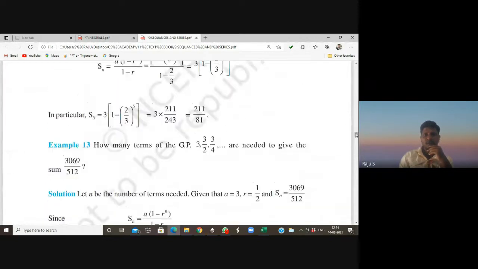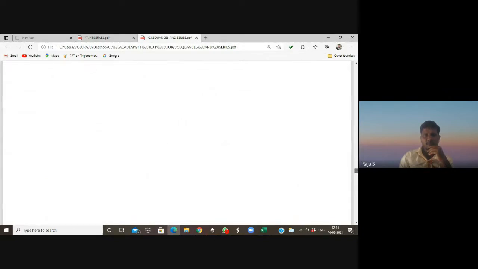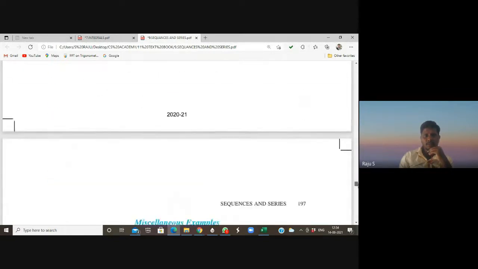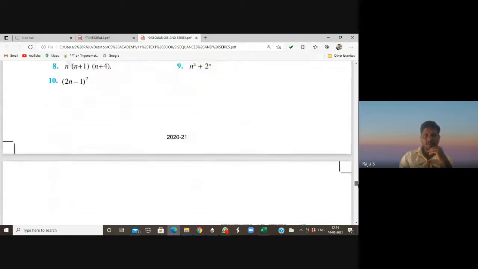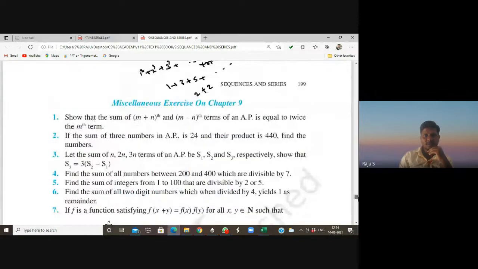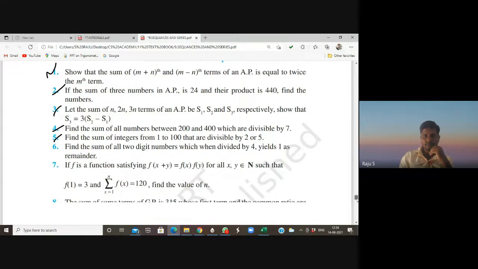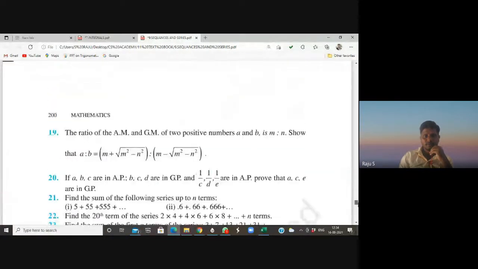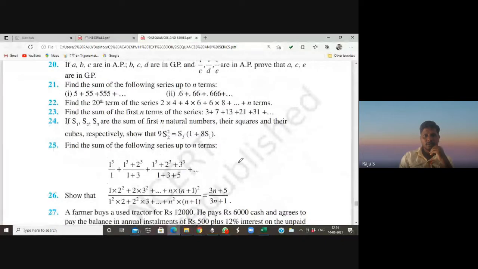Okay, anyhow, everyone should practice even the miscellaneous exercise. Miscellaneous is always homework. You can try question number 1 and some of the numbers 2, 3, 4, 5 till the question number. So these are not required.